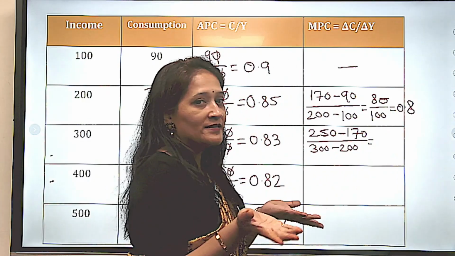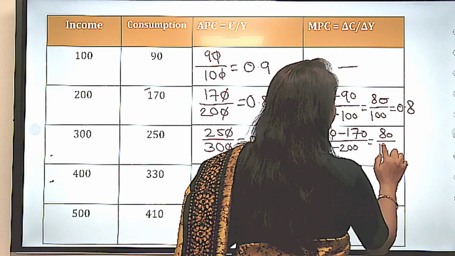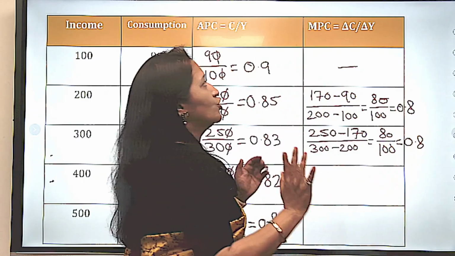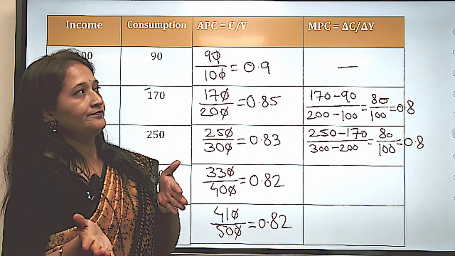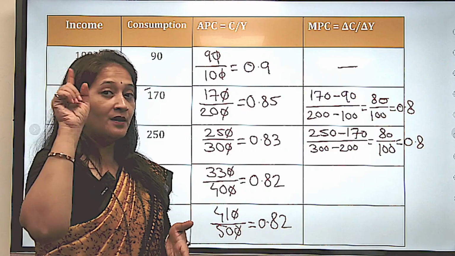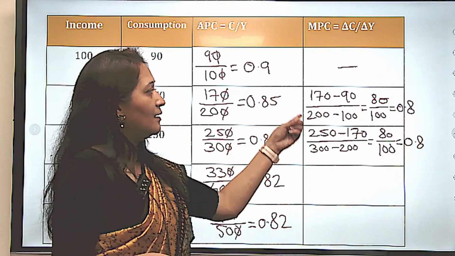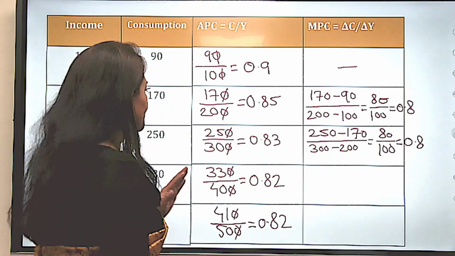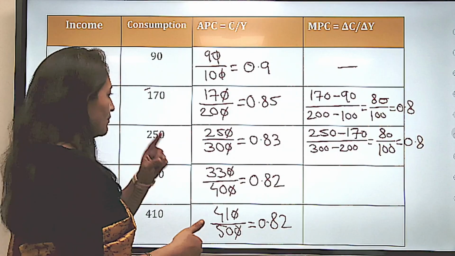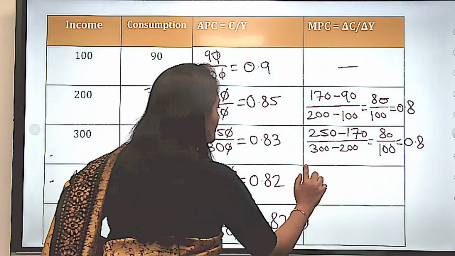So you again get the answer. 250 minus 170 is again 80 divided by 100. You get the answer 80 percentage of MPC, or you can say value of B. If you remember consumption function A plus B of Y, that value of B is nothing but MPC, which is 0.8. I'm sure you must be doing the same sum along with me, and I'm sure you must have done for the remaining numbers. So let's do it.